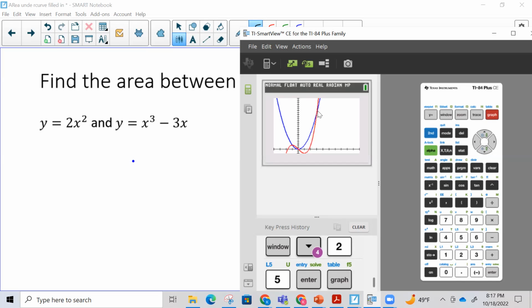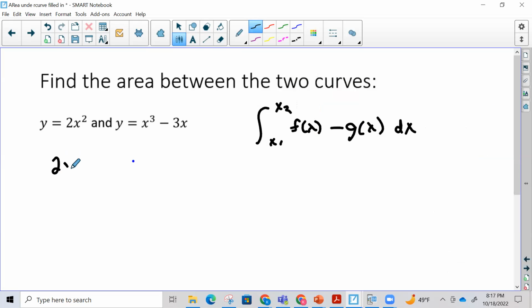Okay, and so you can see it intersects here, and it also intersects at these two curves. So what that means is I have 2 different regions, and I need to find the area of this region and the area of this region, and then I need to add them together. So with this, you can also find the bounds by setting them equal.